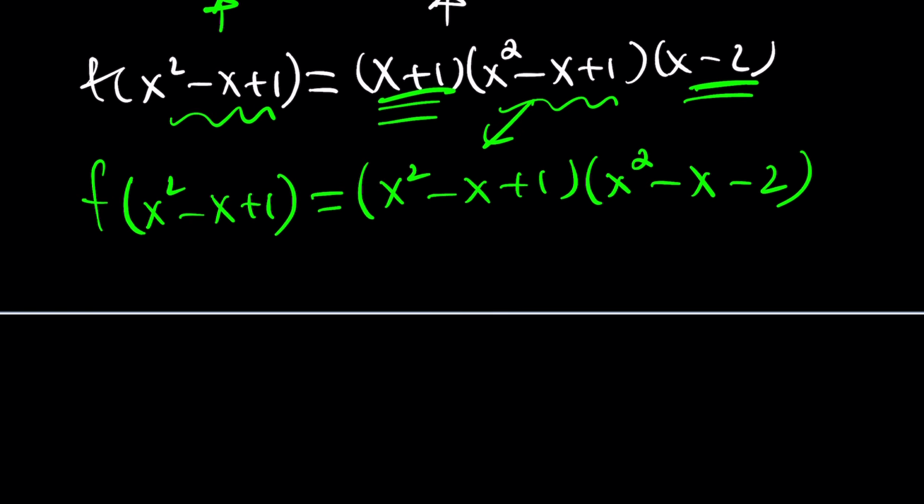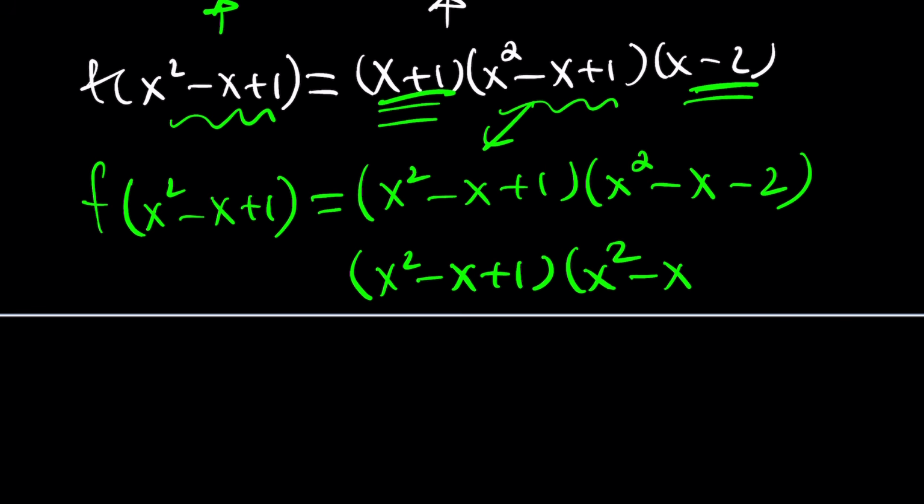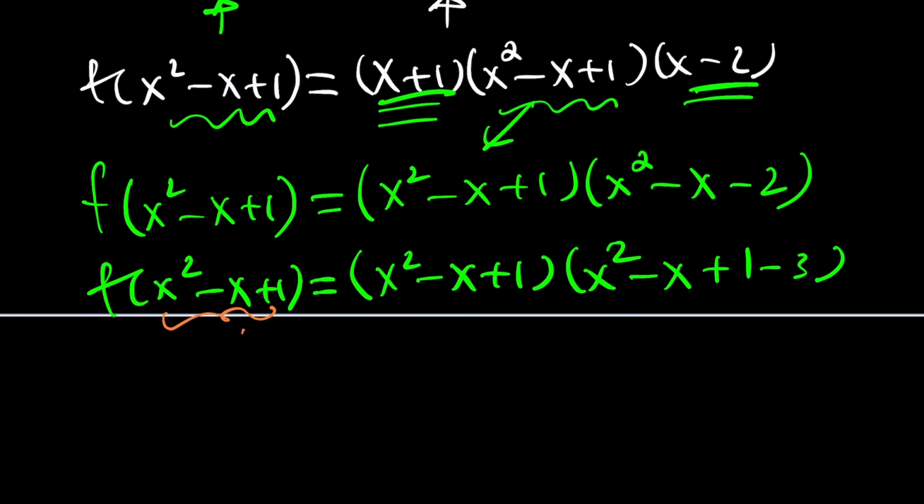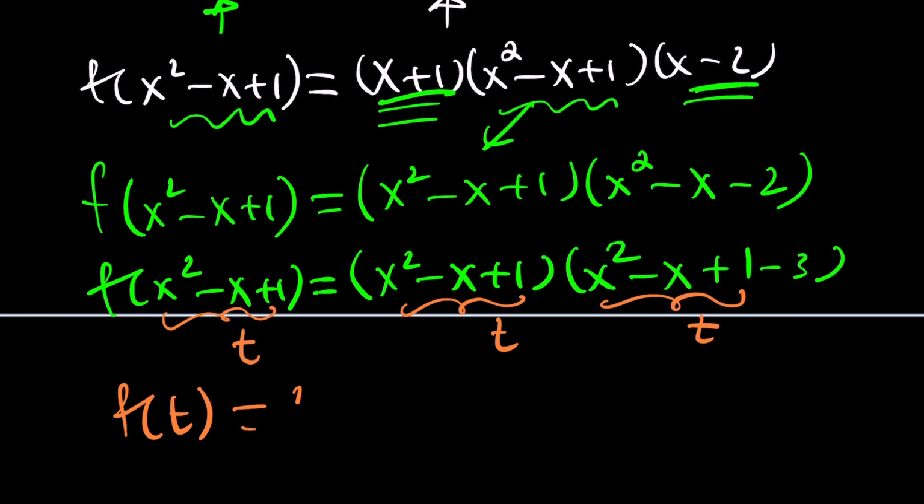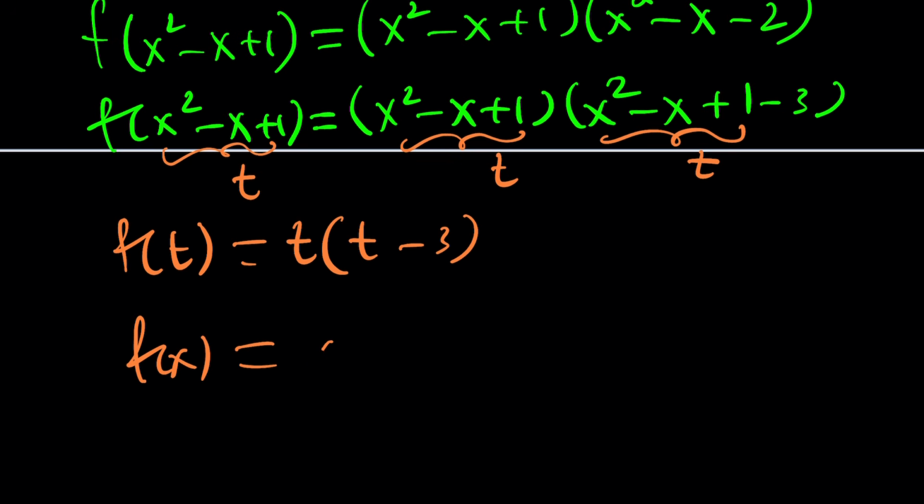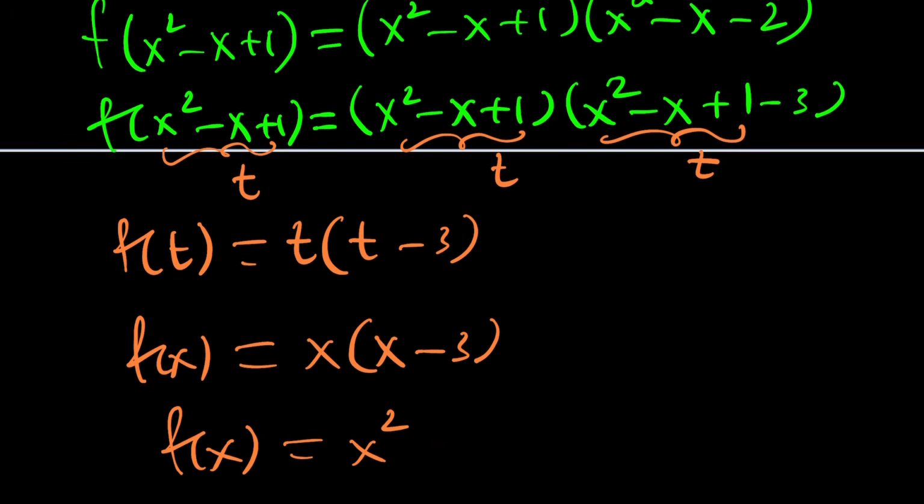Well, we're so close. So what we need to do next is take this expression and express it as x squared minus x, and instead of minus 2, write it as 1 minus 3, so that you can use the t trick. Again, what is the t trick? Just call it t, and then you'll get the idea. If this is t, then this is also t, and this is also t. Not the whole thing, just part of it. But guess what? From here, you get f of t equals t times t minus 3, which means f of x equals x times x minus 3, which means f of x can be written as x squared minus 3x.